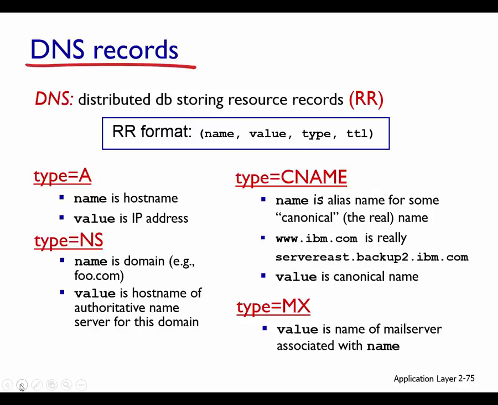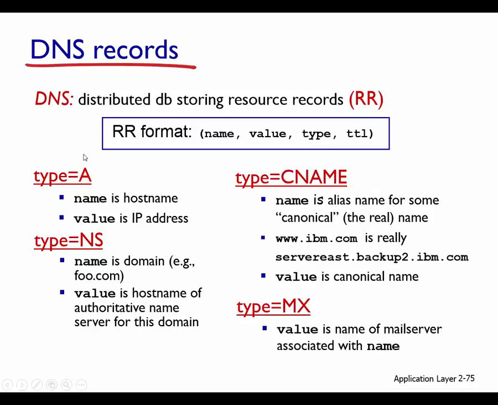So basically, keep in mind that DNS is basically a database. And so it basically has fields, and the fields have values. So the DNS stores what we call resource records, and resource records basically have 4 fields: name, value, type, and time to live.